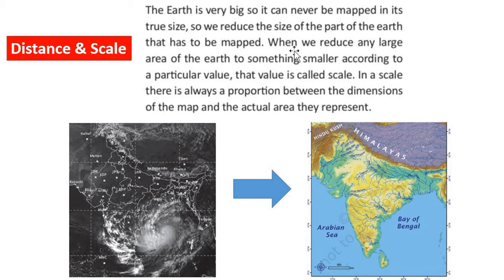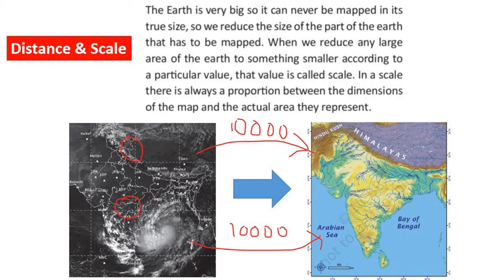So you see, when we reduce any large area of the earth to something smaller according to a particular value, that value is called scale. So what we mean is that we reduce the entire thing by the same scale. Say for example, I am reducing the entire thing by 10,000 times. Now it's not that I will reduce this part by 10,000 times and this part by, say, 1000 times. No, when you do the scaling, you reduce the entire thing by 10,000 times. You understand?